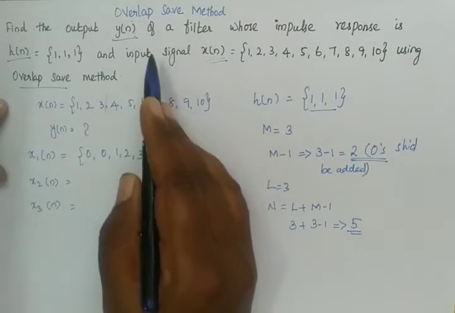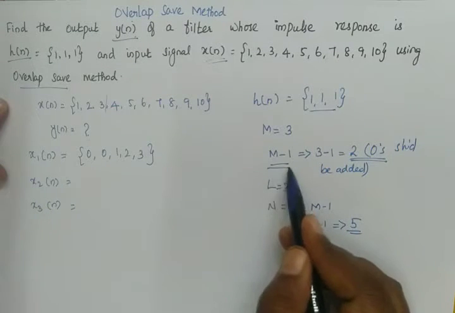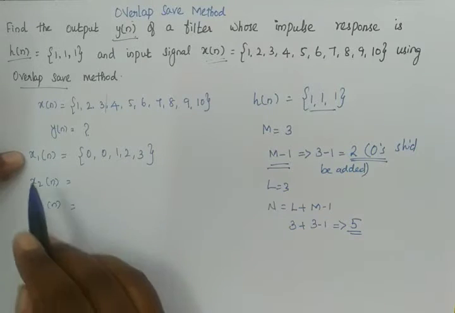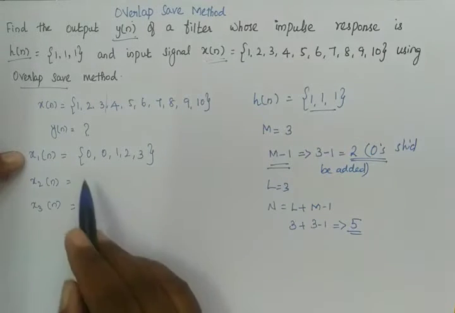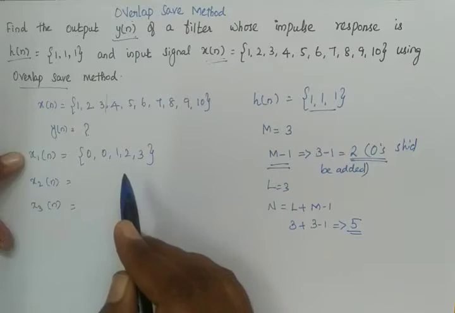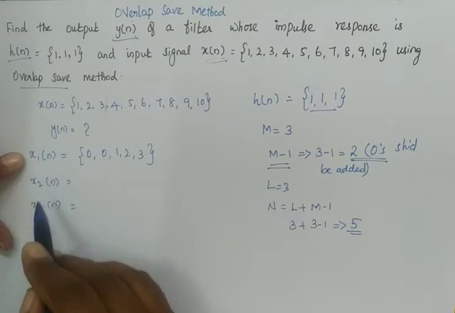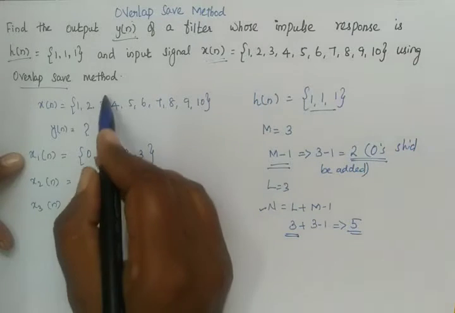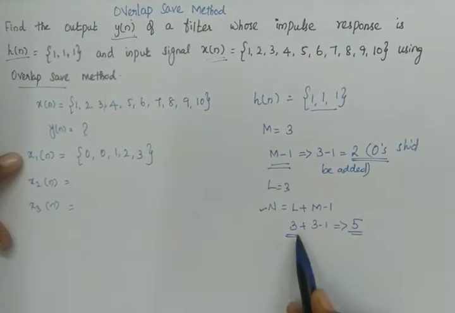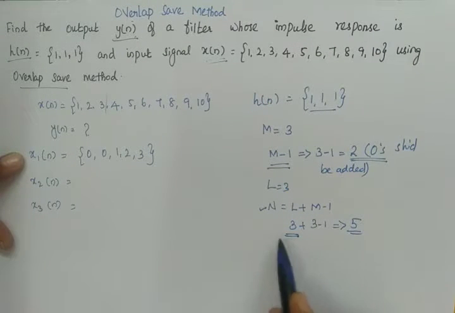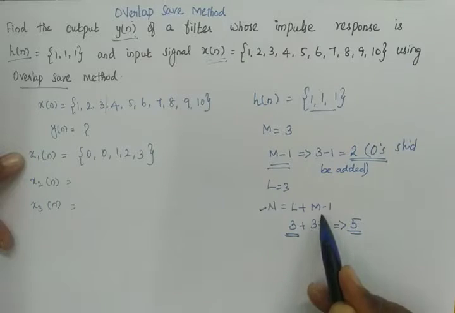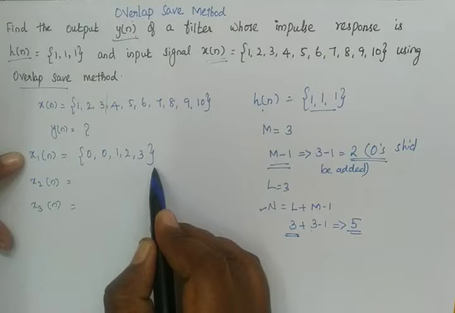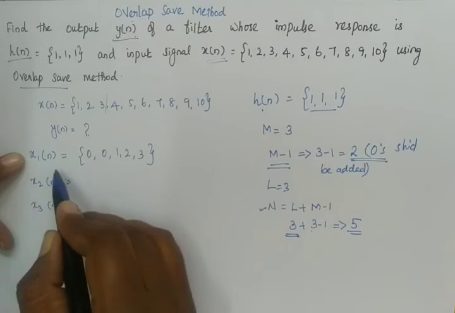And how can we identify the number of zeros? We can identify it by using m minus 1. How can we identify how many elements should be present in x1 of n, x2 of n, x3 of n? That is by using N is equal to L plus m minus 1. Here L is 3, because we are dividing the blocks into 3, 3, 3, and m minus 1 is 3 minus 1, where m is the length of the sequence. So we have 5 elements in the x1 of n sequence.